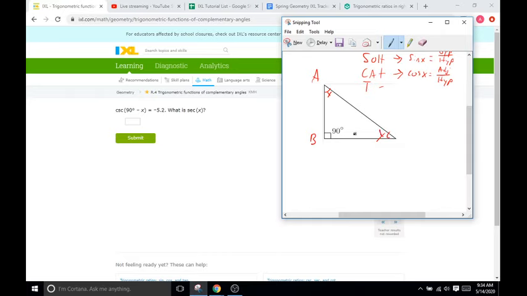Okay. And we'll do cosecant as 1 over sine. So we'll just begin with doing sine. So sine of 90 minus x, well, what is that going to equal? Remember, x and y are complementary. X and y have to add up to 90 degrees.